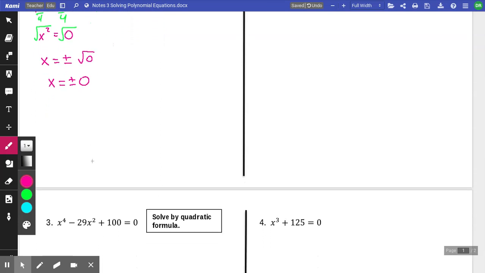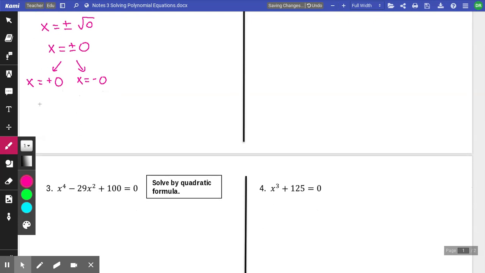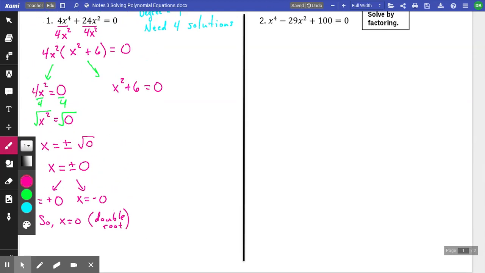But if you think about it, there is no such thing as a positive 0 and negative 0. So what we get here, this is what it would mean. And we're just going to understand that means that x equals 0 twice. So x equals 0. And we're going to call that a double root because we got that answer 2 times. Okay? So there's 2 of our 4 answers that we're looking for in this polynomial.